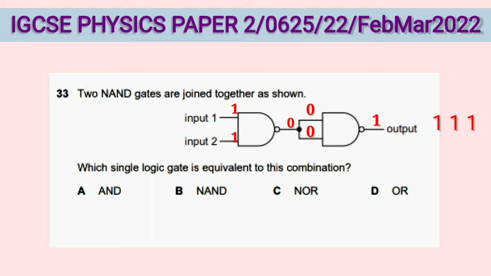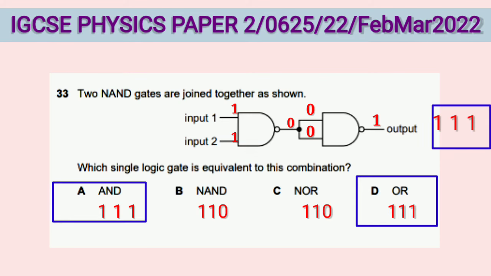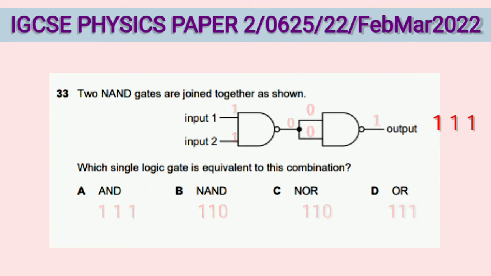For AND gate, 1, 1 input will give output 1. NAND gate, input 1, 1 gives 0 output. NOR gate, 1, 1 input gives 0 output. OR gate, if input is 1, 1, output is 1. So we have two options which have given same result, that is AND and OR gates. But if you take inputs 0, 1 or 1, 0, output for OR will be different and you will get matching results with AND gate. So correct option here is option A, AND. That will be equivalent to this combination of NAND gates.